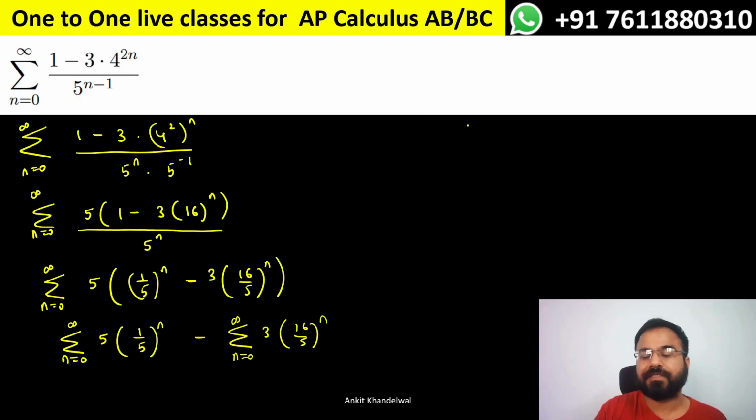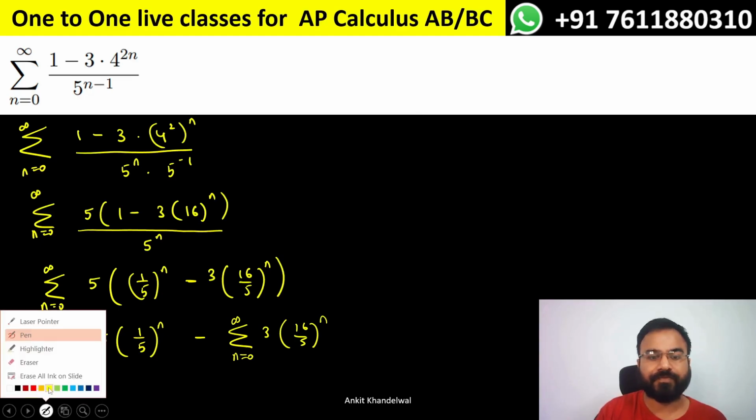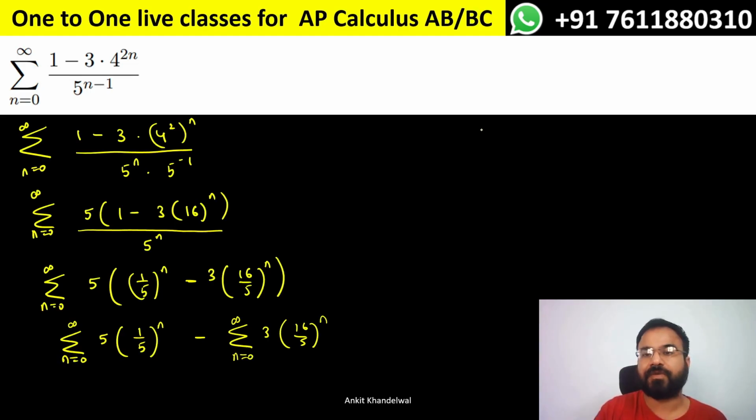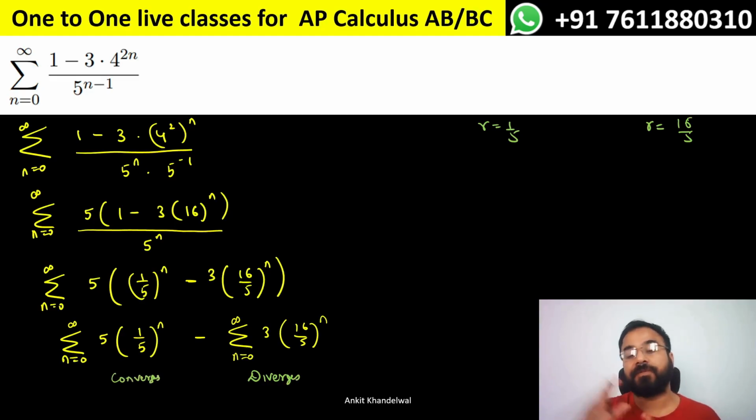So in the first one, what is the common ratio? Here the common ratio is 1 by 5 and in the second case the common ratio is 16 by 5. Due to the common ratio of 16 by 5 we can clearly say that it diverges. So this diverges and this converges, but one of them is diverging and another one is converging, so the subtraction will finally diverge. If both of them converge, then the sum or difference will converge, but if one of them is diverging, then the sum or difference will be diverging.